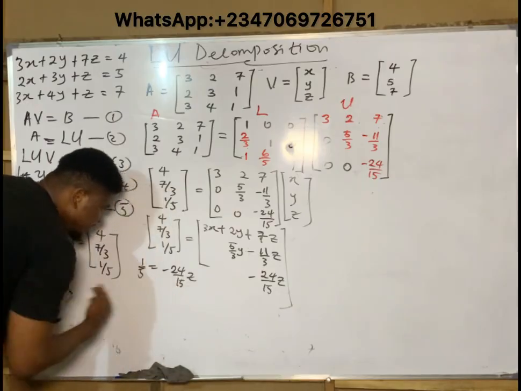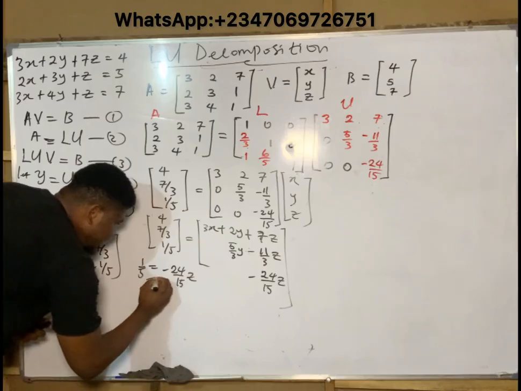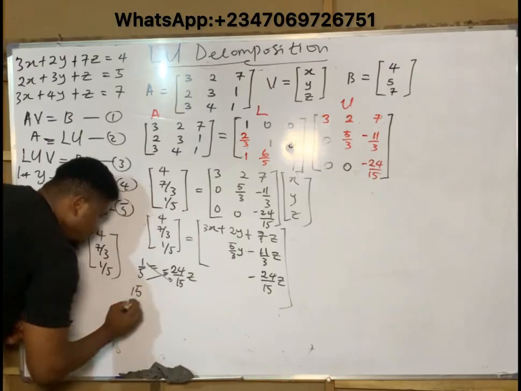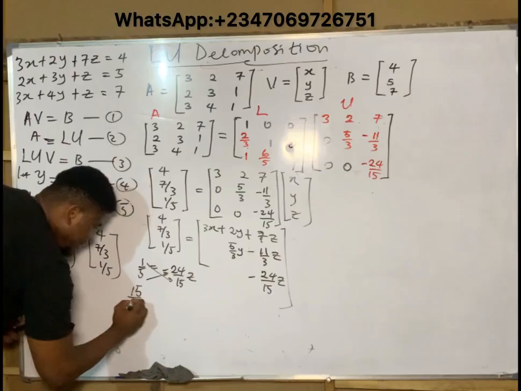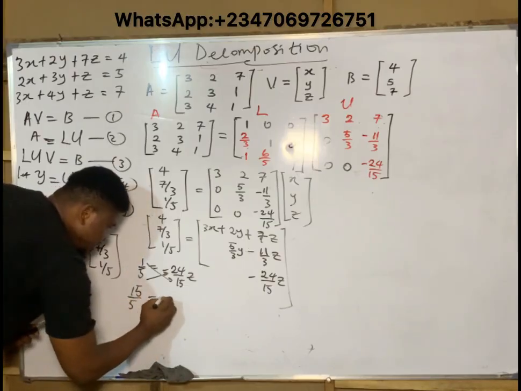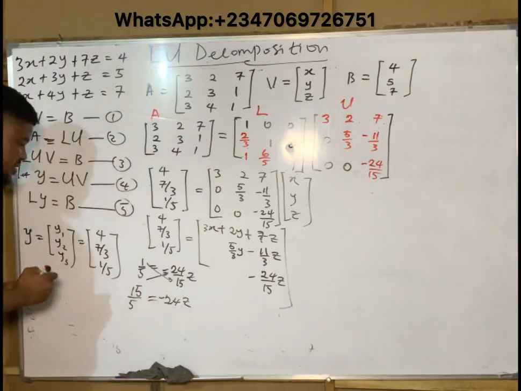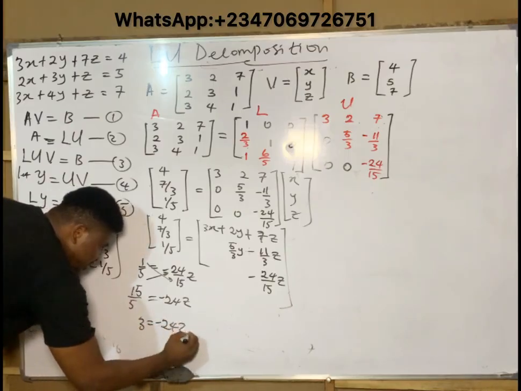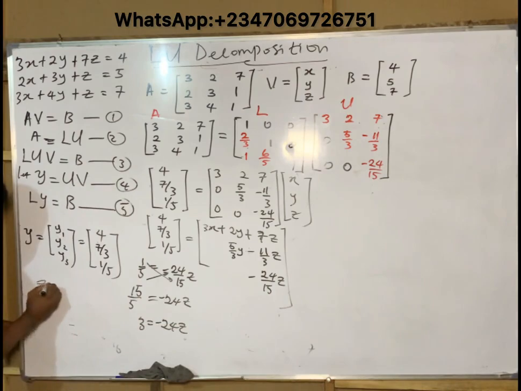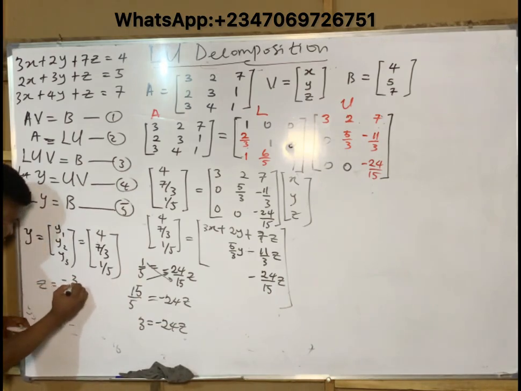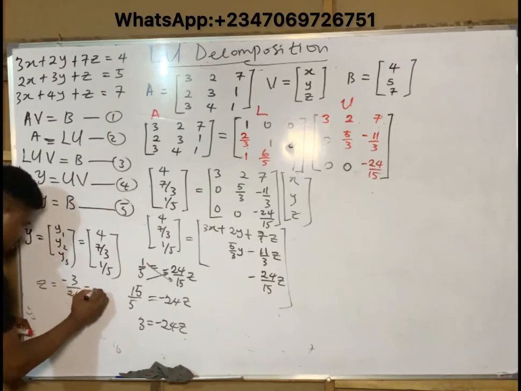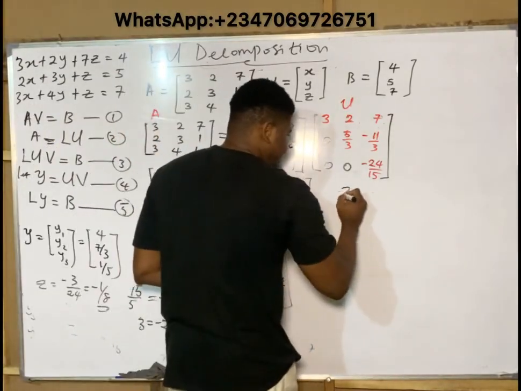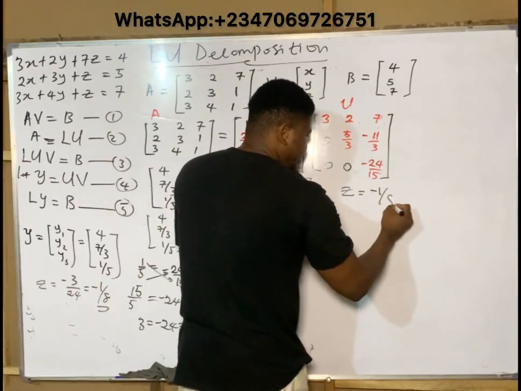So 15 will simply cross multiply from here. 5 multiplies 24, 15 multiplies 1. Or simply divide 15 over 5, yes, that's better. Equals negative 24Z. So 15 over 5 gives us 3 equals negative 24Z. So we make Z subject. Z is now going to be equal to negative 3 over 24, and this is going to be negative 1 all over 8. So the value of Z is negative 1 over 8. Z equals minus 1 all over 8.